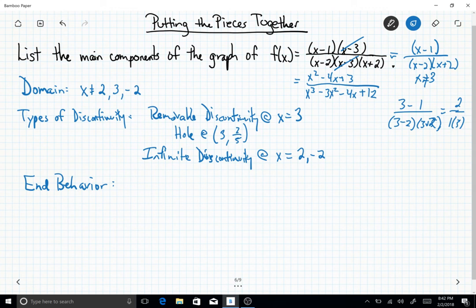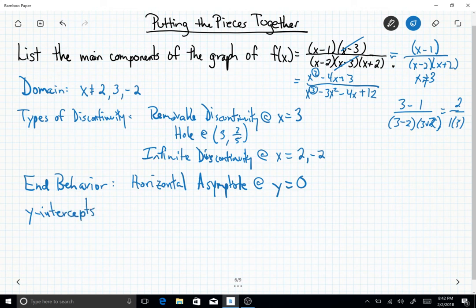And so if you look, we have the square and the cube. The degree of the denominator is larger, so that means we have a horizontal asymptote at y equals 0. Okay? And then the last things we're going to need are the y-intercepts and the x-intercepts.